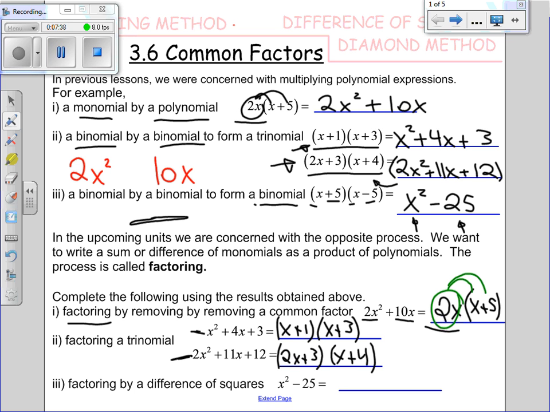And this one is difference of squares. That's why I said it has a special name. It is just x plus 5 and x minus 5. And for those of you guys who can't see at the bottom, all I'm doing is rewriting it out. So if you look at your notes, it's going to be the exact same.